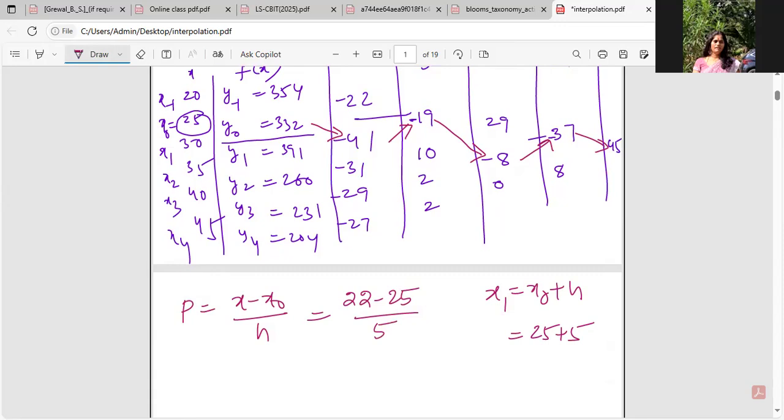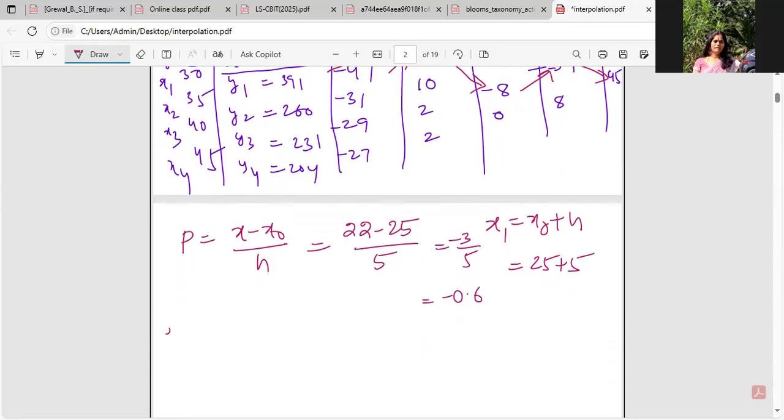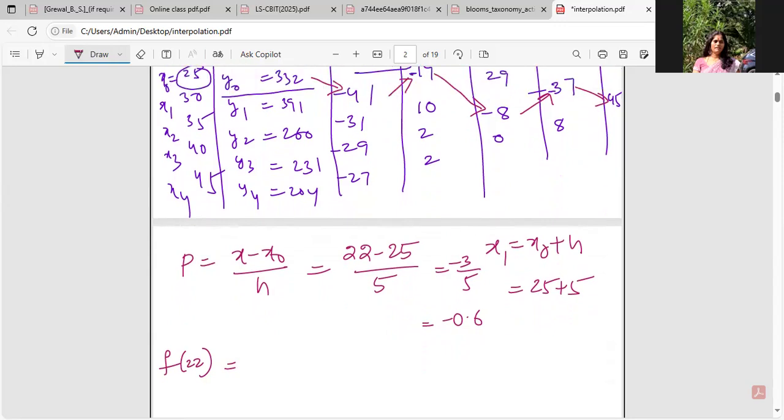So what would be the value of P? P would be minus 3 by 5 or something like that, so it would be minus 0.6, right? So accordingly, I'll write the formula. F at 22, I should be calculating. So y0? Y0 is 332. Yeah, y0 is 332.